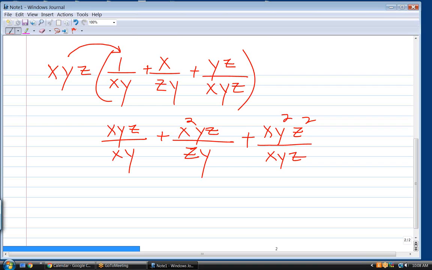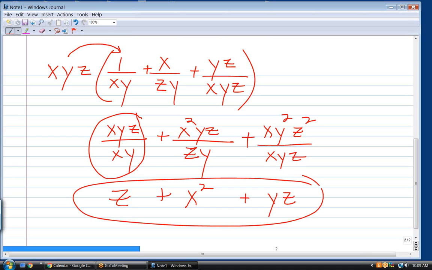Now let's simplify each expression. What does that simplify to? Z. What does this simplify to? To xy. Cancel x, everything. y squared, cancel. What is it? X squared. Correct. And this one? To yz. Okay. Yeah, and that's your answer. Okay.